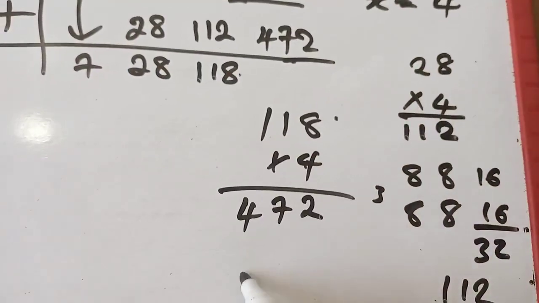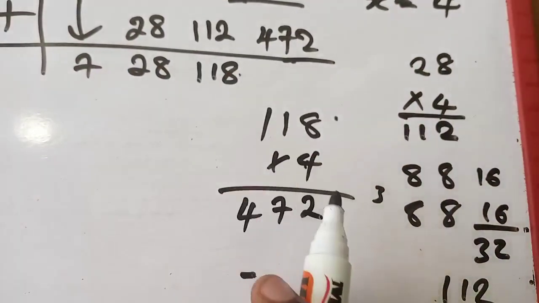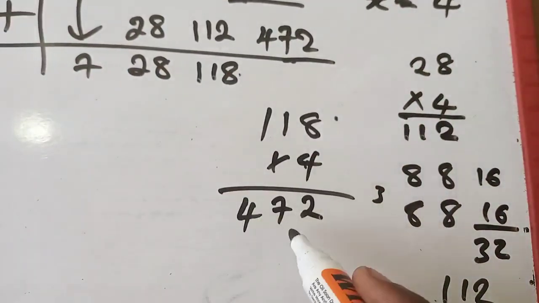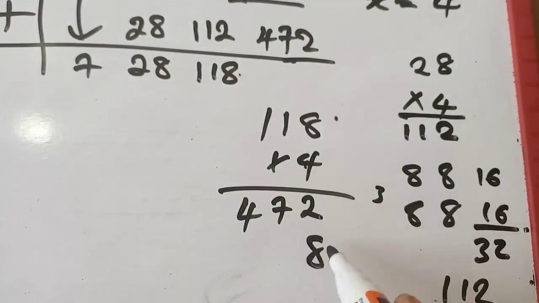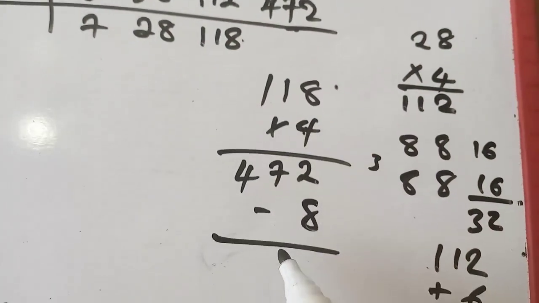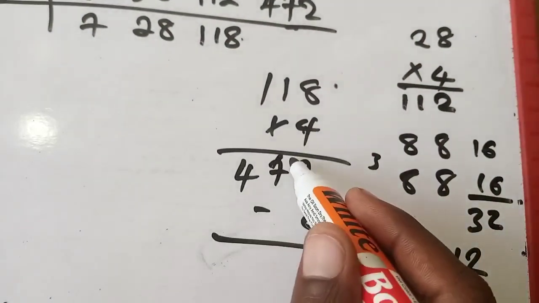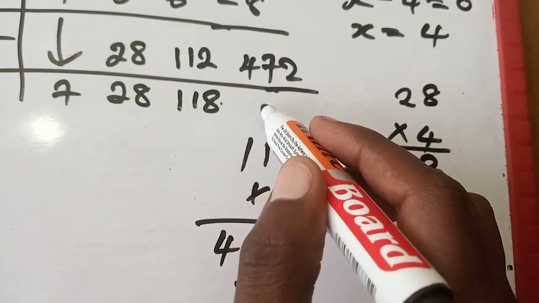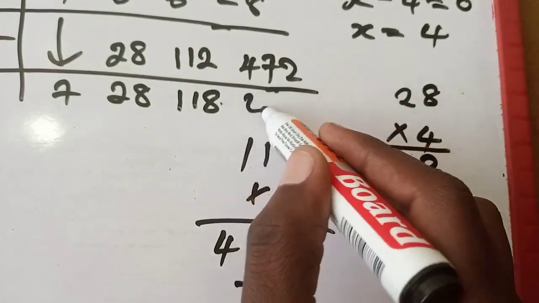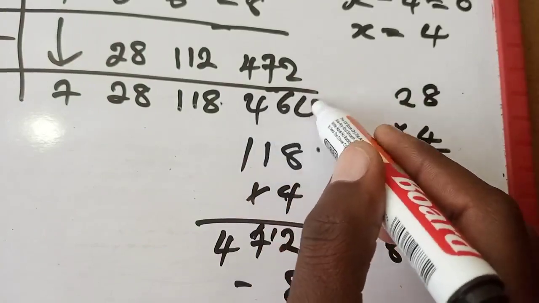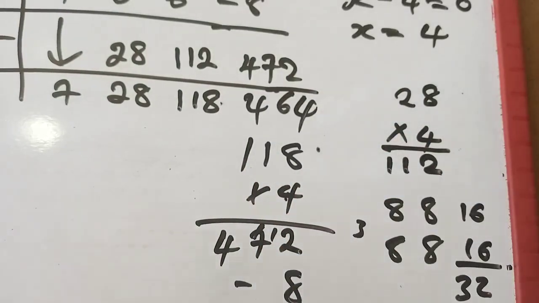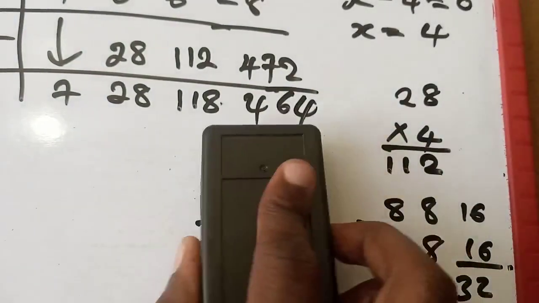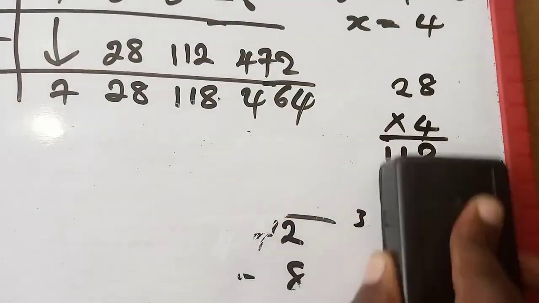So it is just negative 4 plus that, meaning that you are subtracting. So we have 8. When you subtract 8 from this, you get 1 from here, that is 12. So that is 4. Then this is 6. This is 4. So the answer here is 464. I'm making it simple for you so that you'll be able to see what I am doing here.